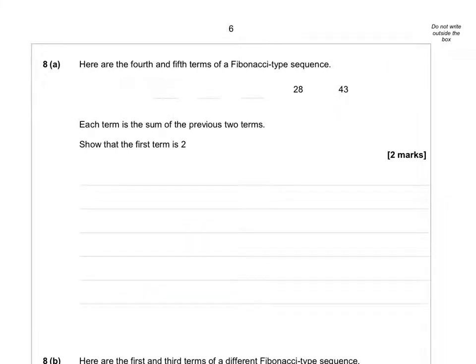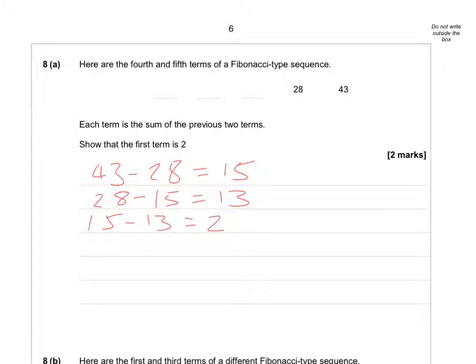The next question that we're going to take a look at is question 8, and it's saying that here are the 4th and 5th terms of a Fibonacci type sequence. Now, in a Fibonacci type sequence, you get the next term by adding the two previous terms. So to get the term that's before 28, I need to do 43 take away 28, which is 15. The term before that then, I'm going to do 28 take away 15, which is 13. And to show that the first term is 2, I need to do 15 take away 13, which equals 2.